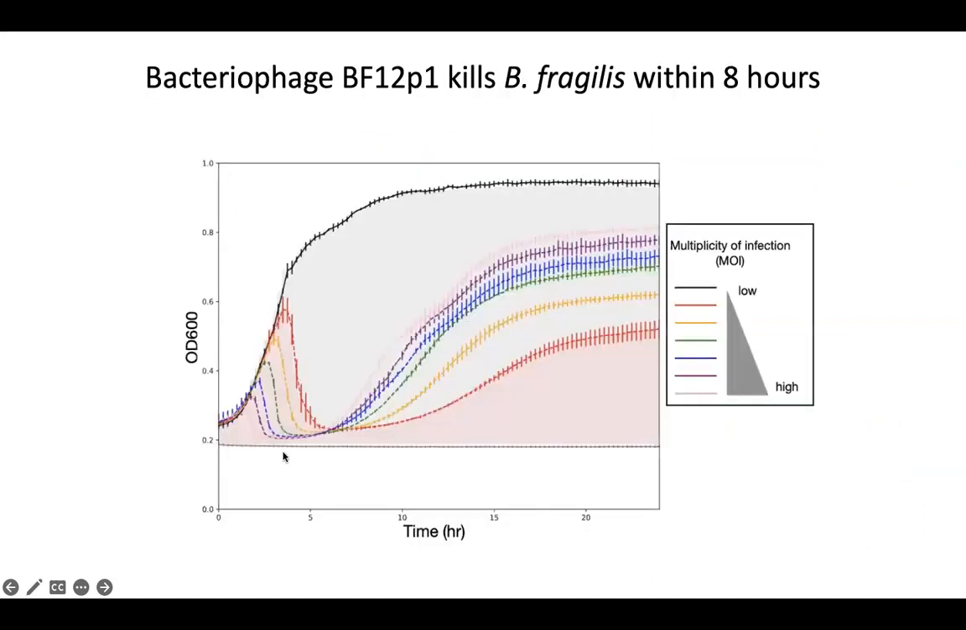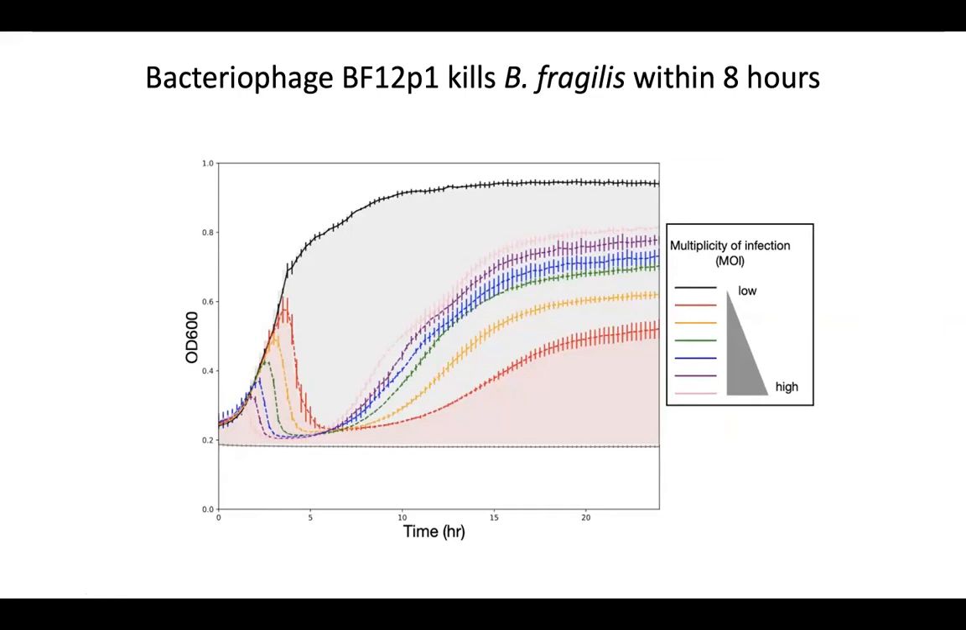All right, so what happens when we infect Bacteroides with a phage? Basically, this curve shows you different MOIs, so multiplicity of infection curves. What happens generally, as opposed to the healthy culture, which is this black curve right here, you can see very rapid killing. Within 8 hours, B. fragilis is mostly dead, not really dead because it comes back later. So it does evolve resistance.